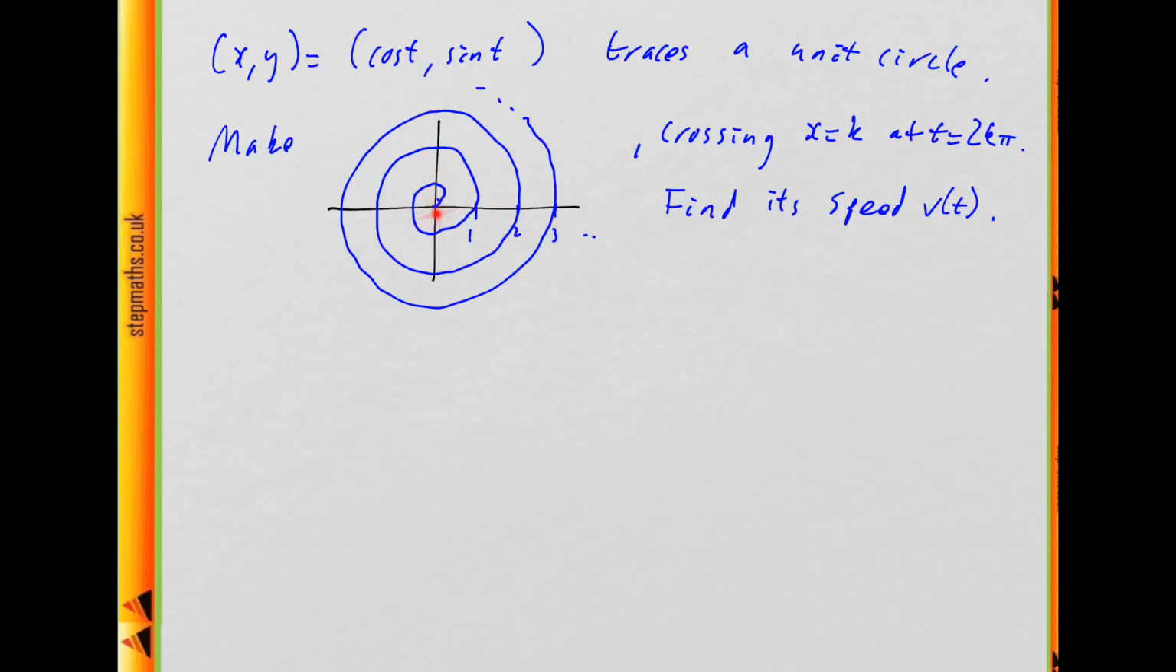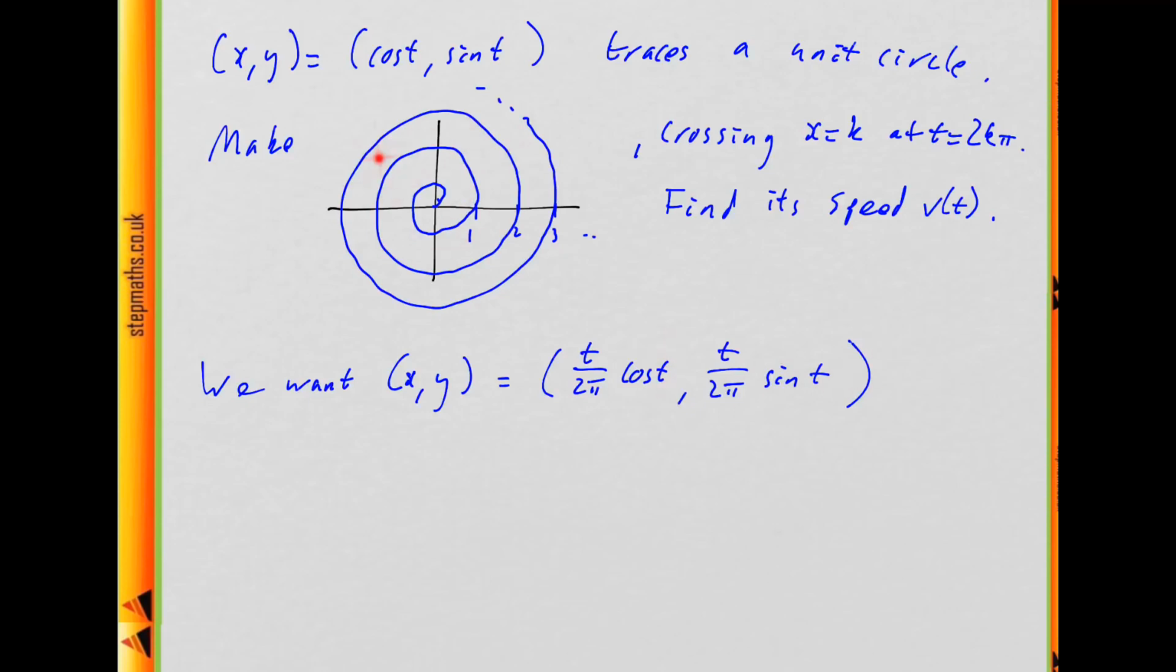When t is equal to 0, it starts here. It's going to be along here at least when t is equal to 2π, because then cos of t is 1, sin of t is 0, so it's going to be on the positive x-axis. But if we made it t times cos of t, it would cross at 2π. And we don't want it to do that, we want it to cross at 1. So we need to divide by 2π. So our answer is going to be t over 2π times cos of t, t over 2π times sin of t. Because of the cos and the sin, it goes round and round.